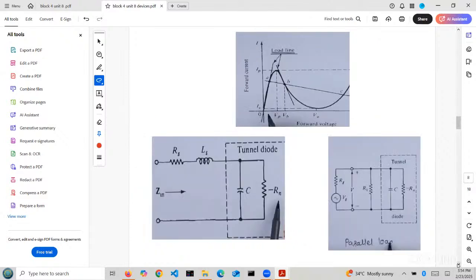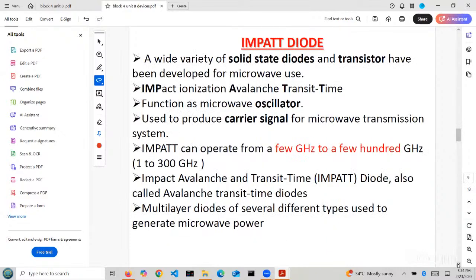Derivation has to be collected from the textbook only. Tunnel diode in series, tunnel diode in parallel combination, and load line diagram. Three diagrams are mentioned in this. Next, what is the next topic we have to discuss? The next one is the IMPATT diode.